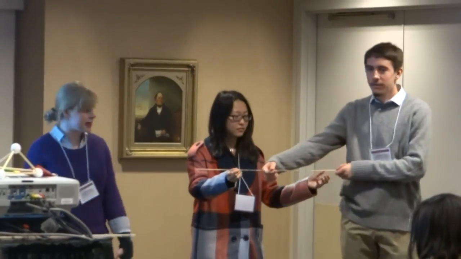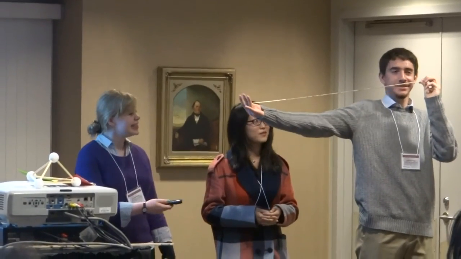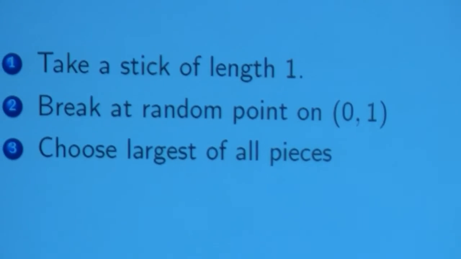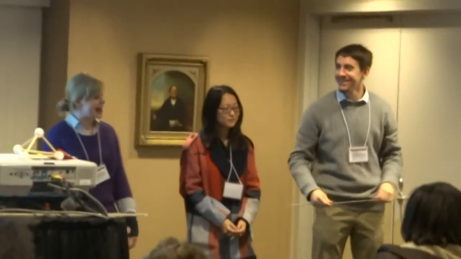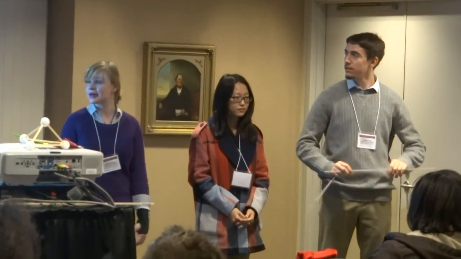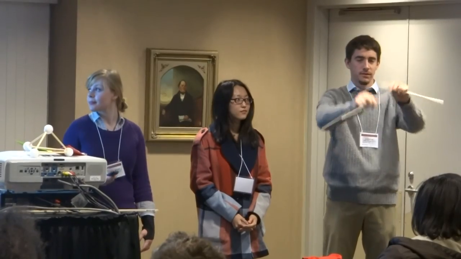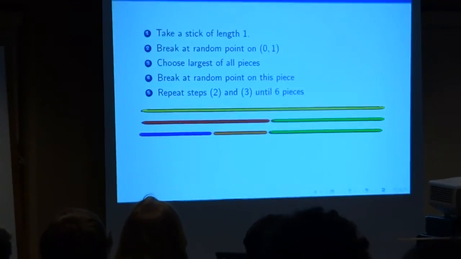Next is the sequential method. You also start with a stick of length 1, and then you pick a random point on it and break it. Then you choose the larger portion. Which one's bigger? Left one? Okay, the probability of them being exactly equivalent is 0, so you choose the larger of the pieces. Now you break on that piece. Once again, the probability of them being exactly equivalent is 0.